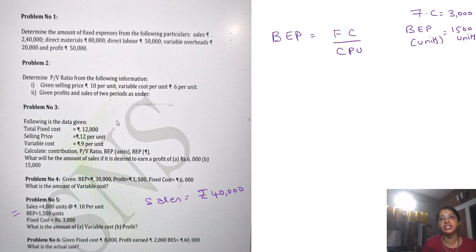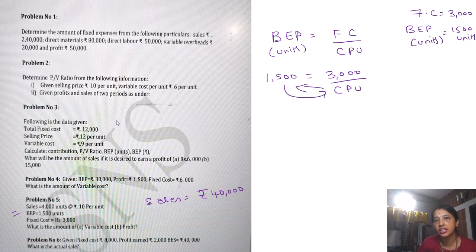Let's find out variable cost later on. First we use this formula and find out the contribution per unit. Break-even point in units is known. 1500 is equal to fixed cost, which we know is 3000, divided by contribution per unit. Let's send this there and bring this down here mathematically. Therefore contribution per unit is equal to 3000 divided by 1500. So contribution per unit is rupees 2.